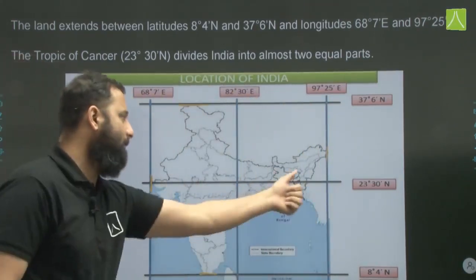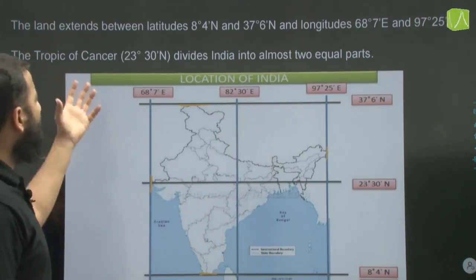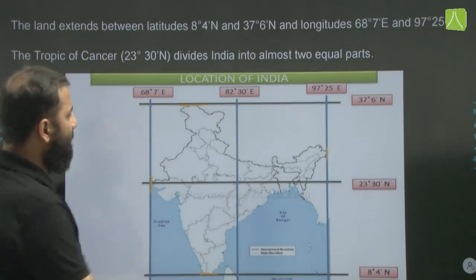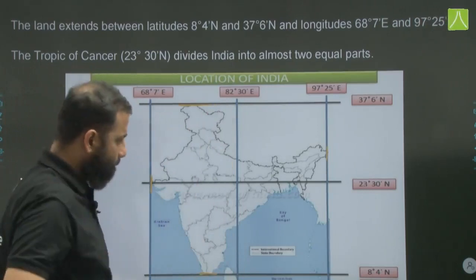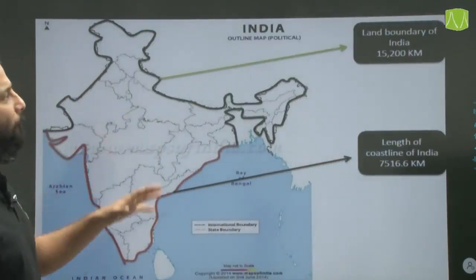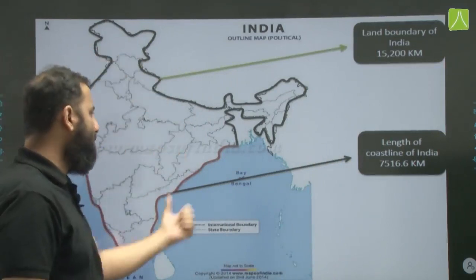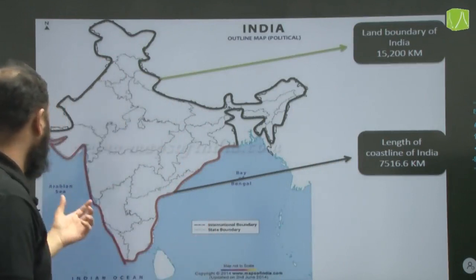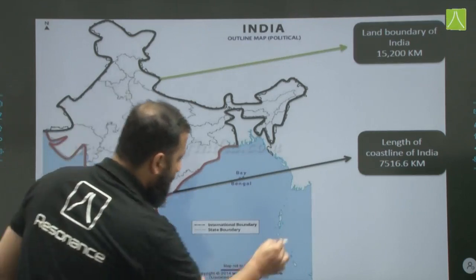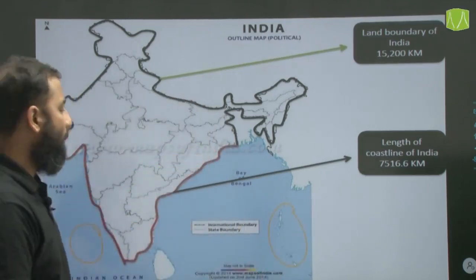Again, the Tropic of Cancer you can see passing through 8 states of India. The Tropic of Cancer, 23 degree 30 minutes north, divides India almost into 2 equal parts, and this is the standard meridian. Now the land boundary of India is 15,200 kilometers and the length of the coastline, including the coastline of Lakshadweep and the Andaman and Nicobar Islands, is 7,516.6 kilometers.